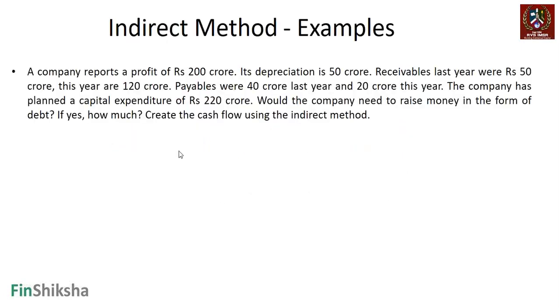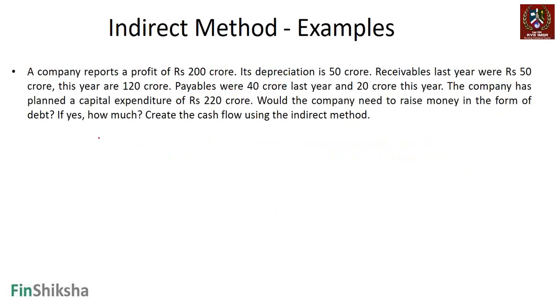So we're going to say an example where a company reports a profit of 200 crore. Its depreciation is 50 crore. Receivables last year were somewhere to the tune of 50 crore, and this year are 120 crore. Payables were 40 last year and 20 this year. The company has planned a capital expenditure of 220 crore. Would the company need to raise money in the form of debt? If yes, how much? Create the cash flow using indirect method, right? So now we need to basically identify the cash flow using indirect method.